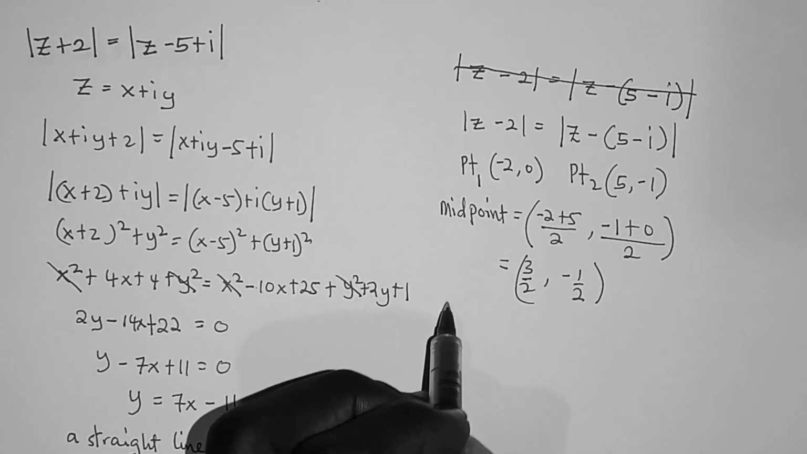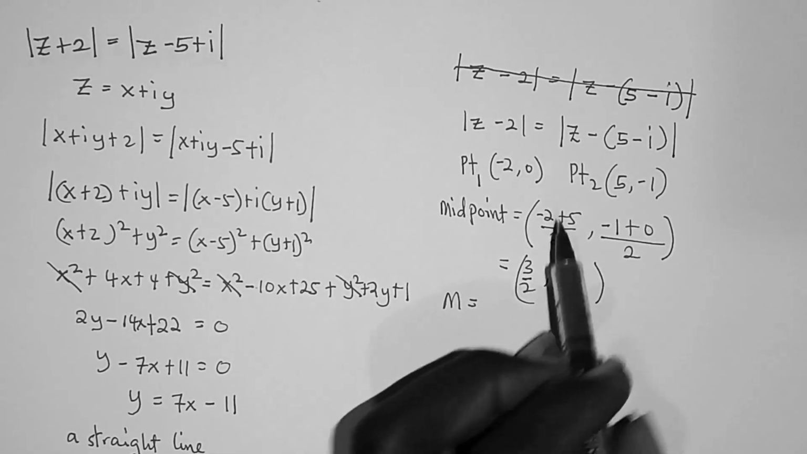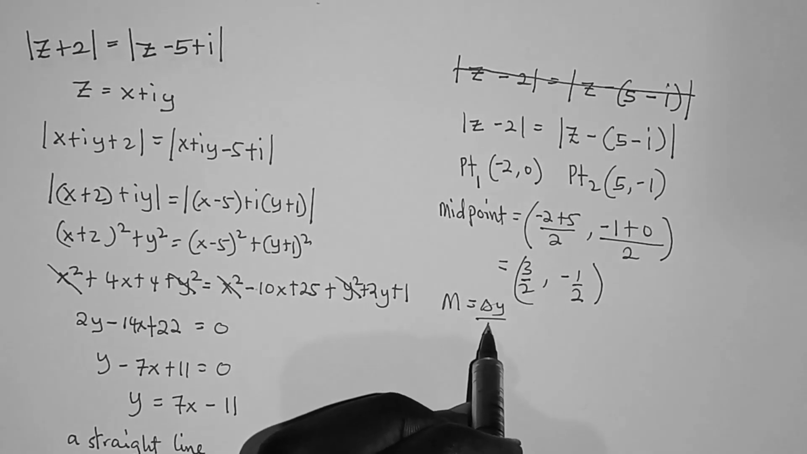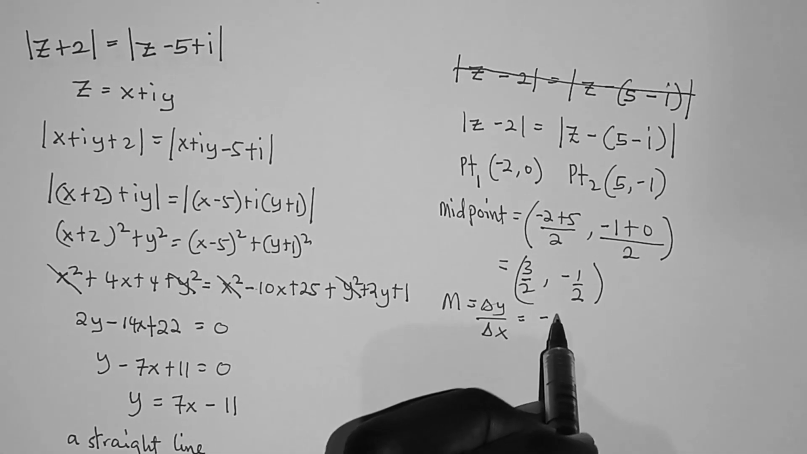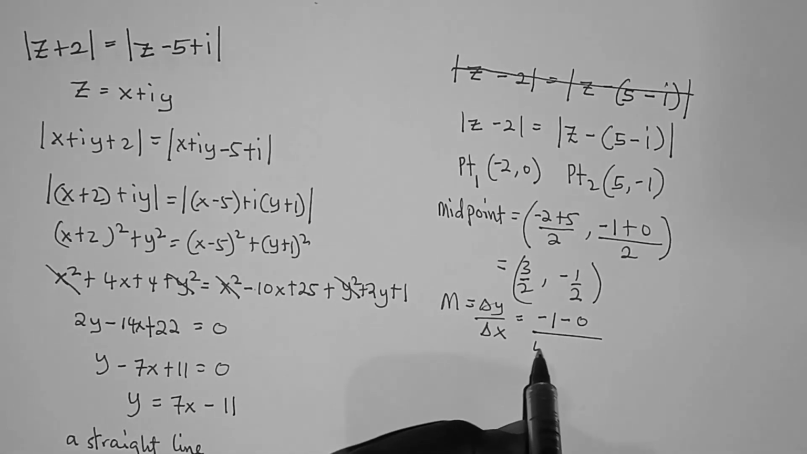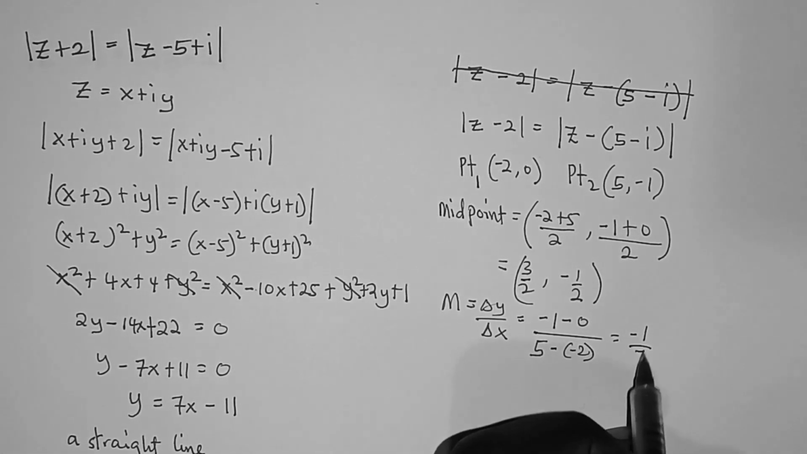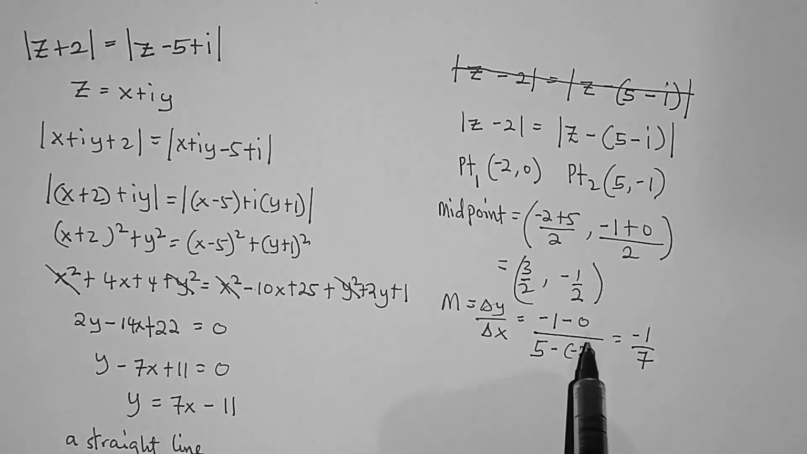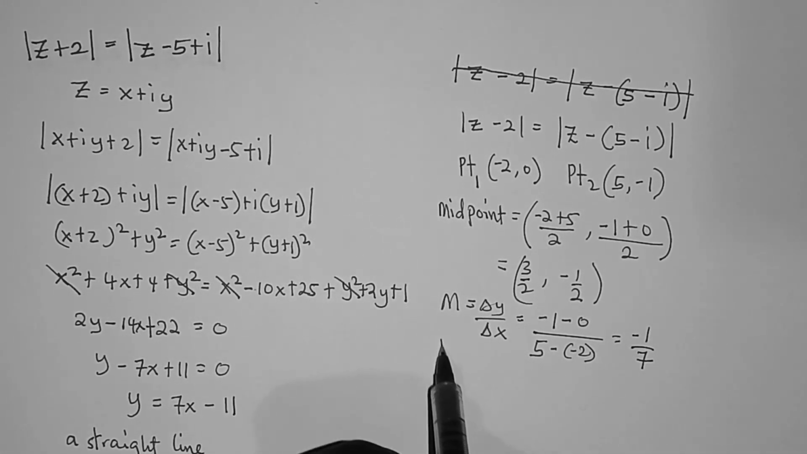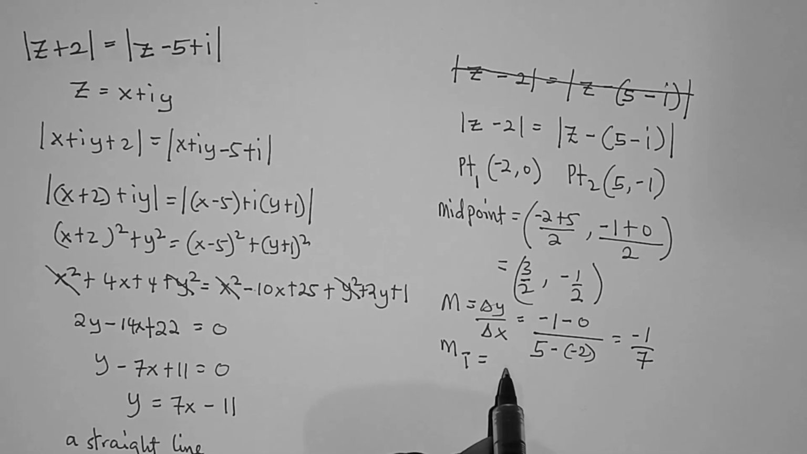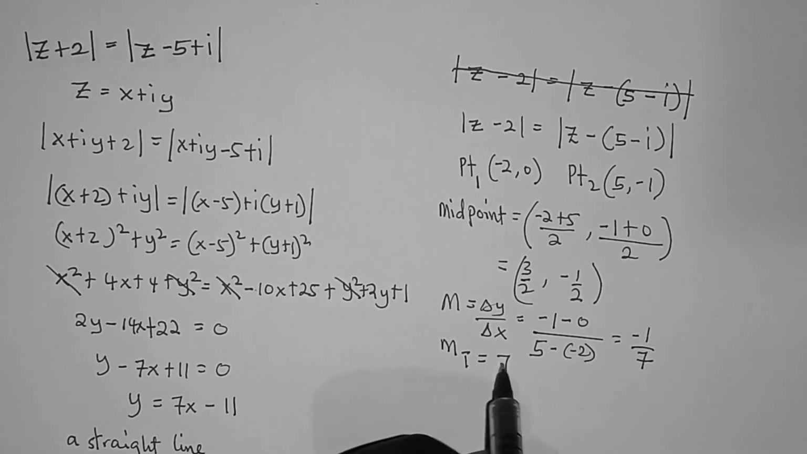Then let's find the gradient, which is m. m is equal to, using these same points, the change in y over change in x. And this is equal to minus 1 minus 0 divided by 5 minus minus 2, which is equal to minus 1 over 7. However, the new line will be perpendicular to this line. And since they are perpendicular, the actual gradient, m, is the negative inverse of the first gradient. And that is going to give us 7.